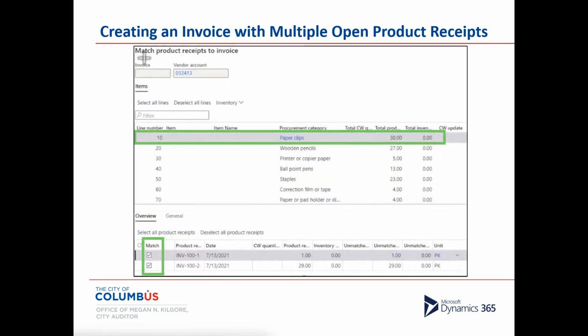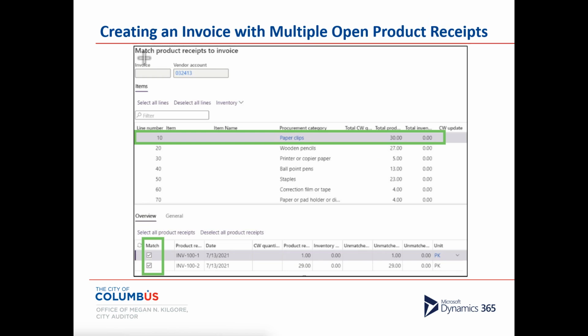And the important thing to note here is that you cannot match a product receipt for all lines of the invoice. So you can't apply it to every line of the invoice. You have to go through and match product receipts for each line. So in this example, there are 7 lines. We would need to match a product receipt for line 10 and then go down to 20, 30, all the way down until we've done every one of our lines for the invoice.